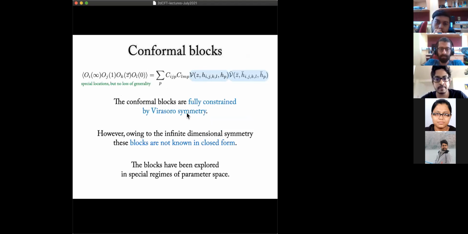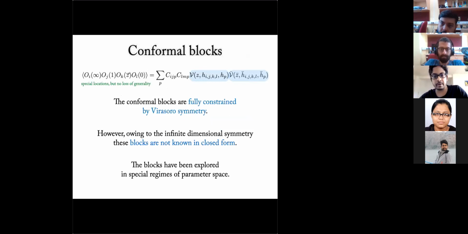So this block, as I said, is fully constrained by conformal symmetries, Virasoro symmetries in 2 dimensions. However, this is one place in physics where having a lot of symmetries makes your problem difficult, not easier. Owing to this infinite dimensional symmetry coming from the Virasoro generators, there are an infinite number of them. Given a primary, there are an infinite number of descendants. So these blocks are not known in closed form. Although they are fixed perturbatively, they're not known in closed form.